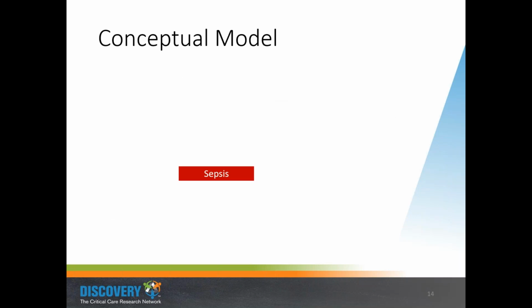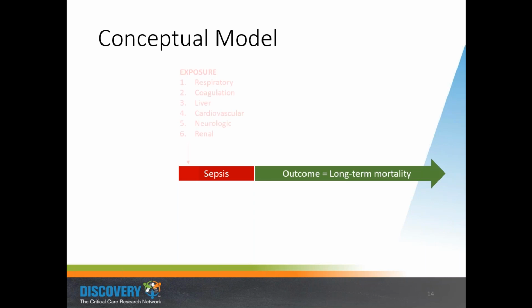So this was our conceptual model. We have an episode of sepsis, and we're looking at the outcome here, which is long-term mortality up to 1 year following that episode of sepsis. You can conceptualize this as our exposure of 6 different types of organ failure, which are those which make up the SOFA score: respiratory, coagulation, liver, cardiovascular, neurologic, and renal.